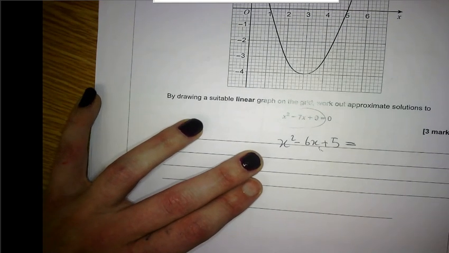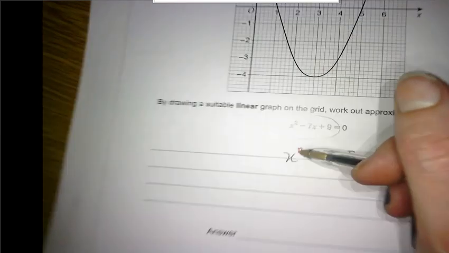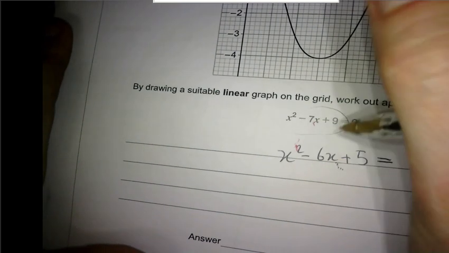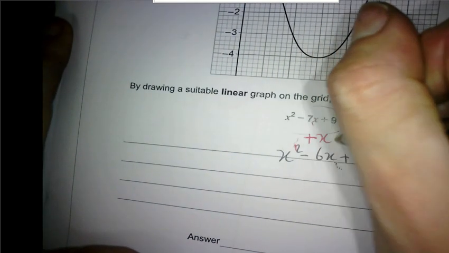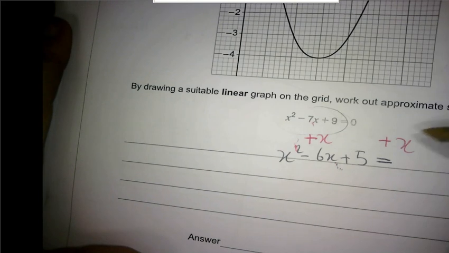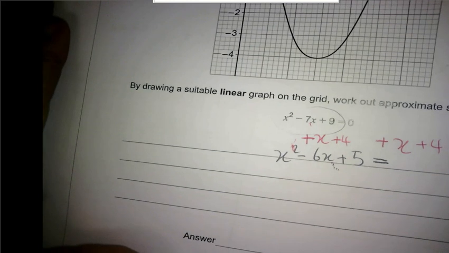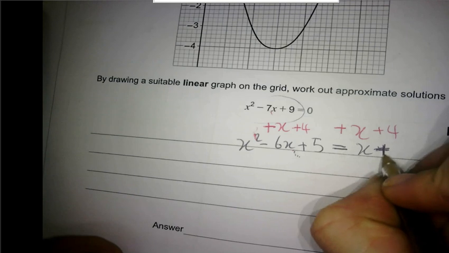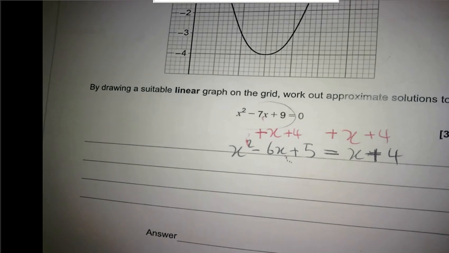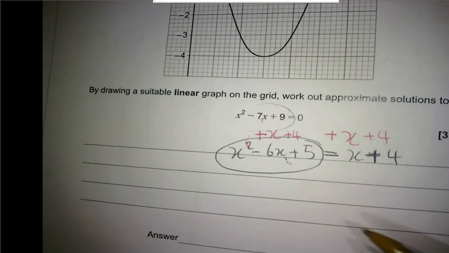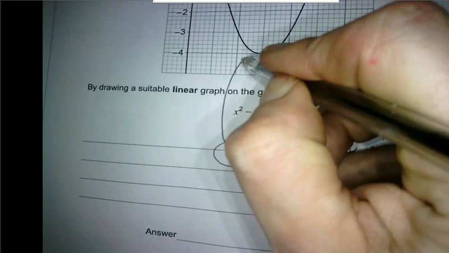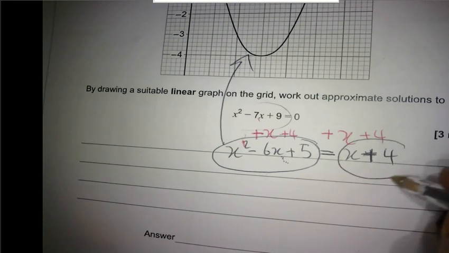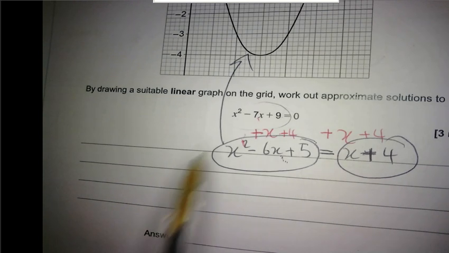So I'm going to compare. To get from x squared to x squared, nothing there, no change. To get from negative 7x to negative 6x, I have added x. So I'm going to do the same on the right-hand side. To get from 9 to 5, I've subtracted 4. So I'm going to do the same on the right-hand side. So I'm going to be left with x plus 4. That tells me when x squared minus 6x plus 5, that's the thing I've got the graph of, intersects with this line, is how I could solve this equation.